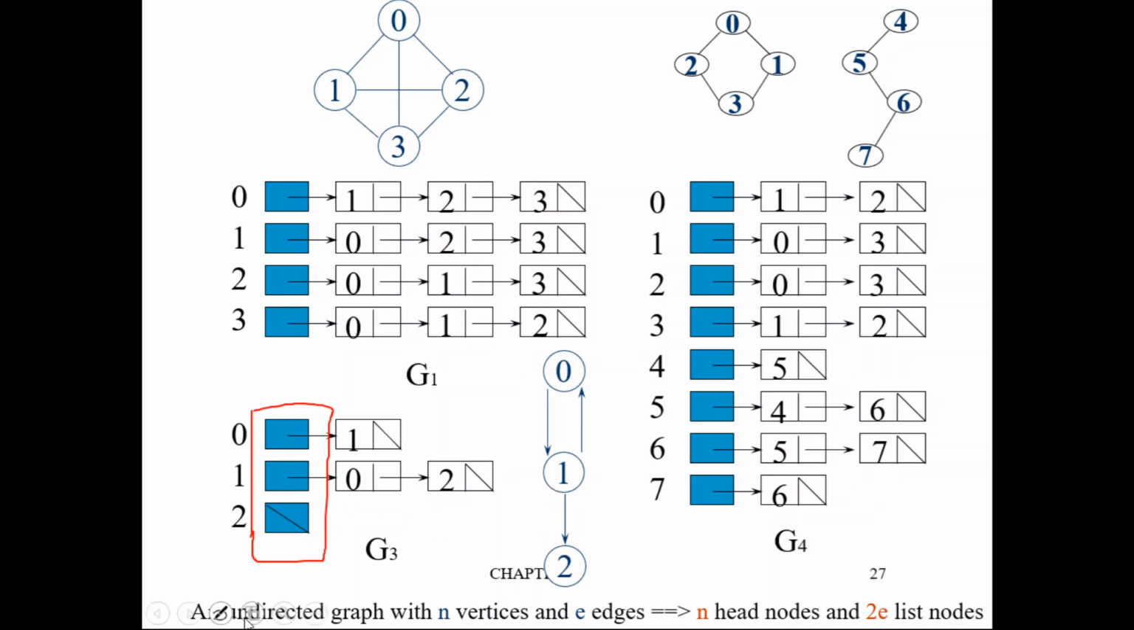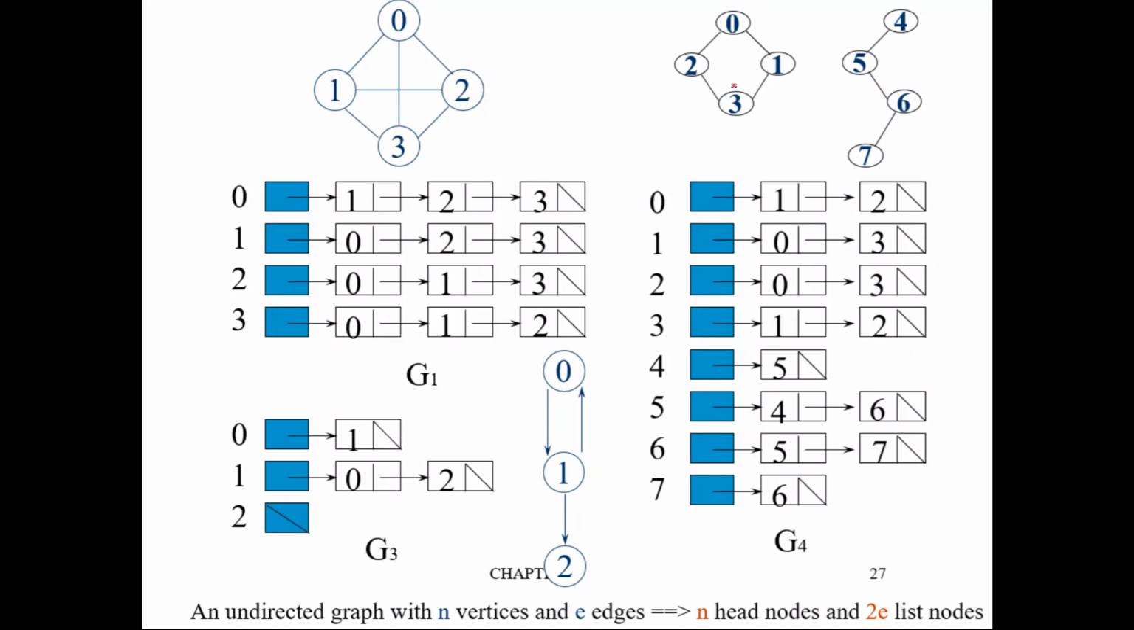Similarly, this is the adjacency list representation of this particular graph. If you see 0, there is a path from 0 to 1 and 0 to 2. So 0 to 1 and 0 to 2 is represented as 1 to 2. From 1, there is a path from 1 to 0 and 1 to 3, so it is represented as 0 to 3. From 2, there is a path from 2 to 0 and 2 to 3, so it is represented as 0 to 3.